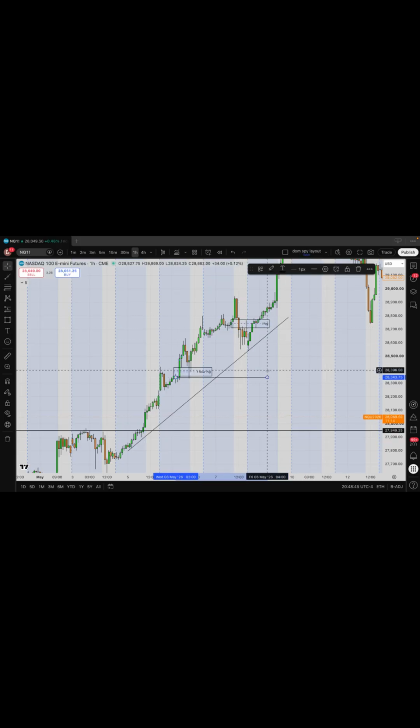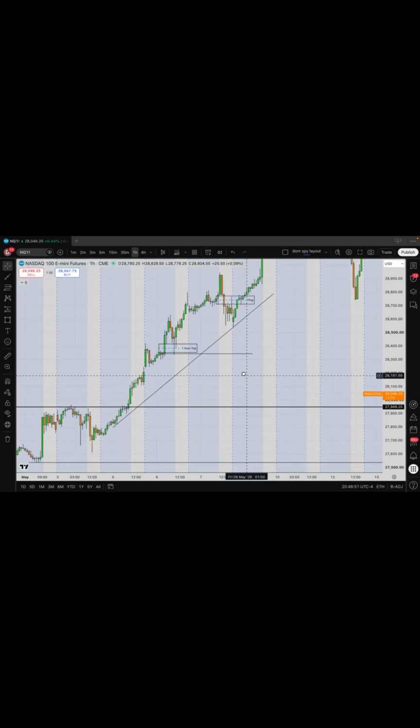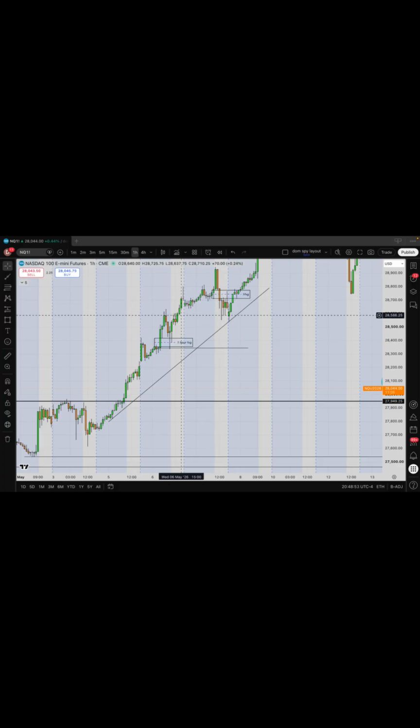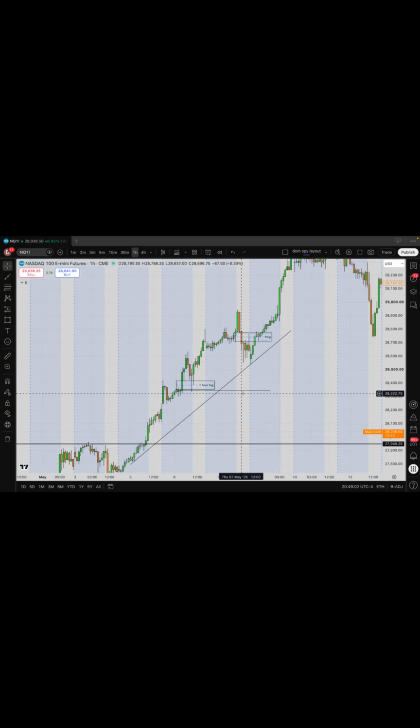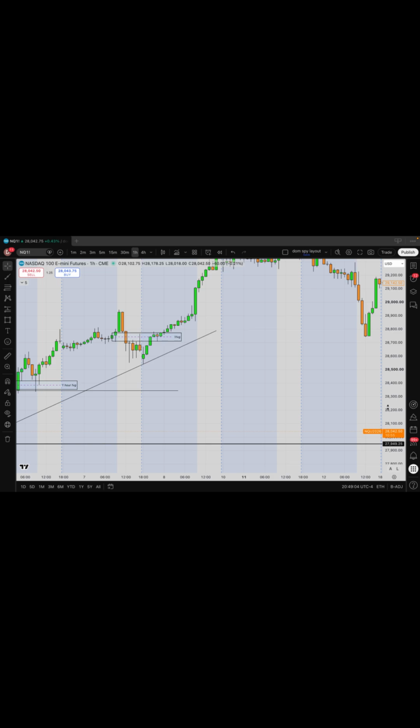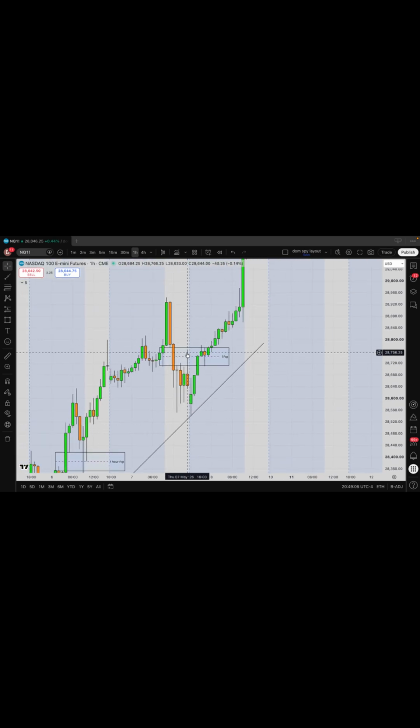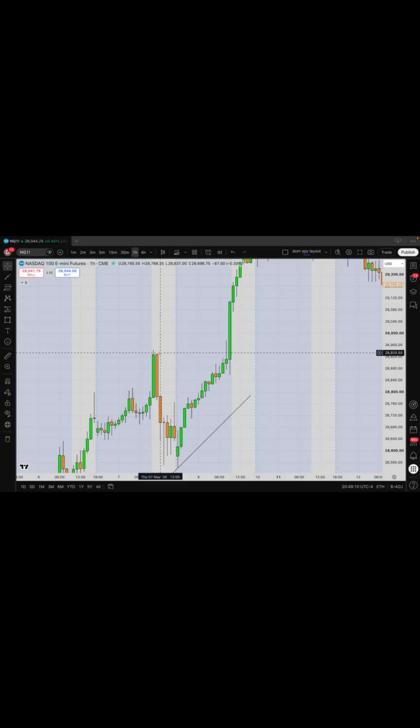So if this FVG came down here and broke structure, actually a market shift, this would be a market structure shift, then I would consider looking at shorts into that FVG. But since we're in an uptrend, this is a bad FVG. You don't want to look for shorts when we are in a high uptrend.